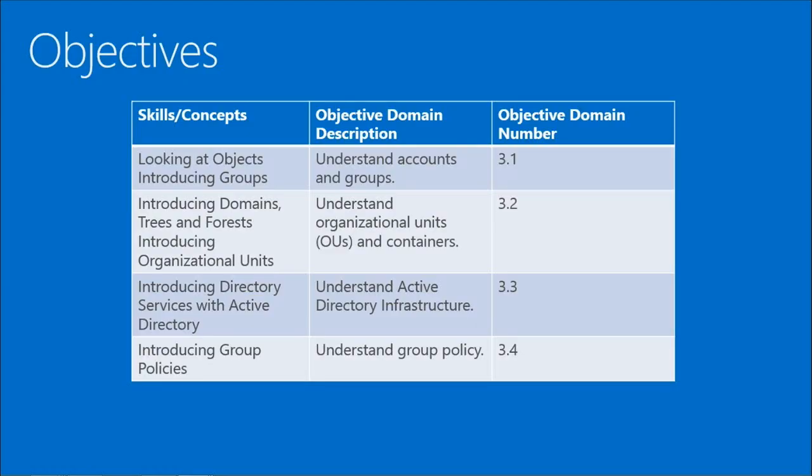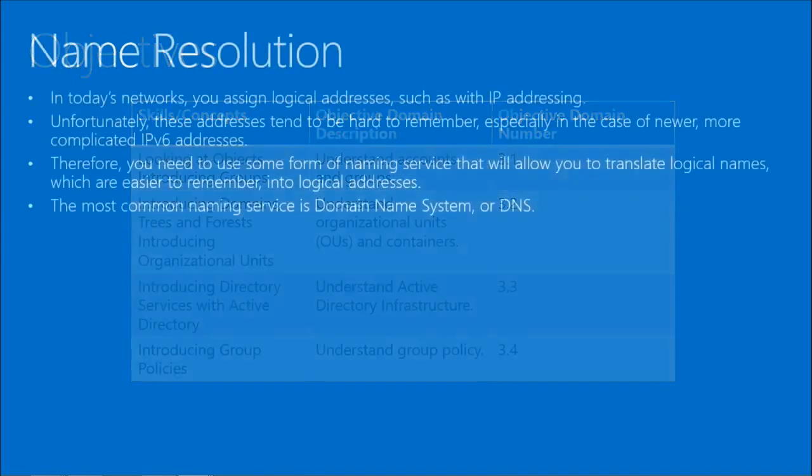Module 5, Essential Services. So we've been talking about Windows Server. In this module, we'll talk about the roles and services needed for running the server. So let's take a look at our objectives here. Looking at objects and introducing groups, introducing domains, trees, and forests, introducing organizational units, introducing directory services with Active Directory, and we'll talk about group policy.